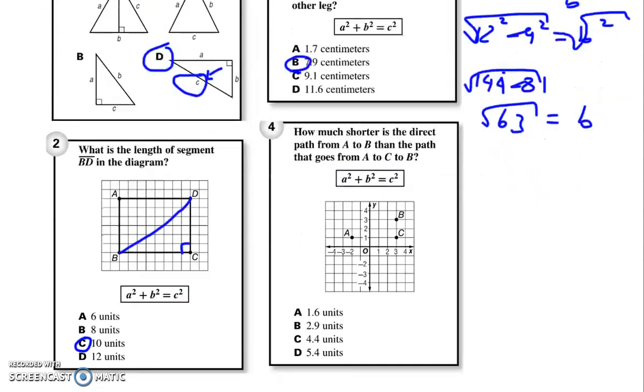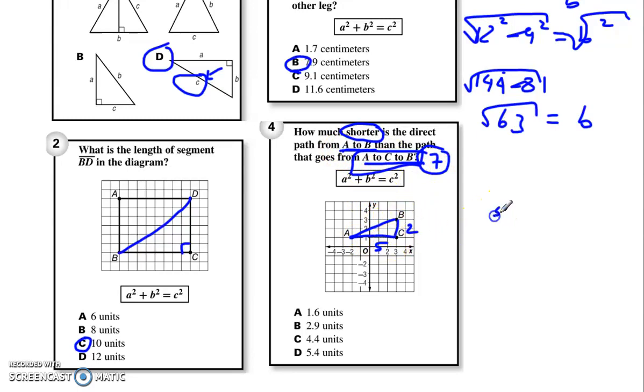How much shorter is the direct path from A to B than the path that goes from A to C to B? Okay, so A to B, and then A to C to B. Alright, let's do the easy part first. This here, A to C to B, this is 2 right there, and this down here is 5. So A to C to B is 7. The question is how much shorter. They're not asking you how long that path is from A to B, they're asking how much shorter it is.